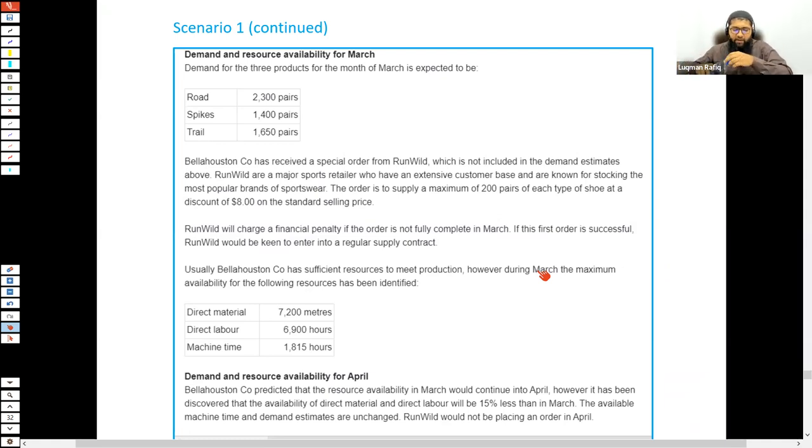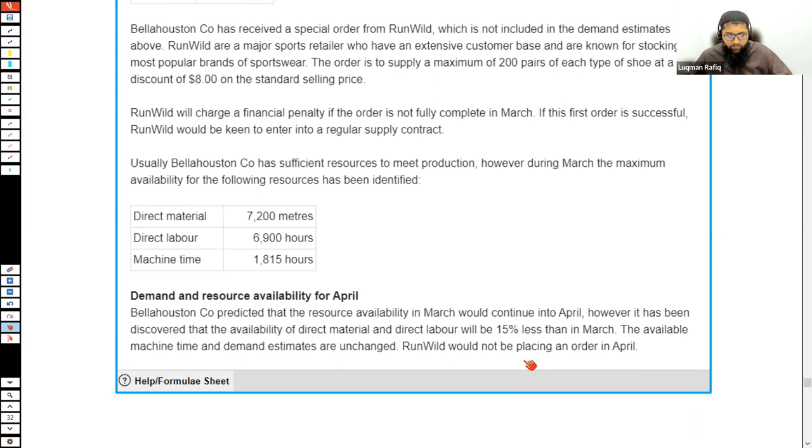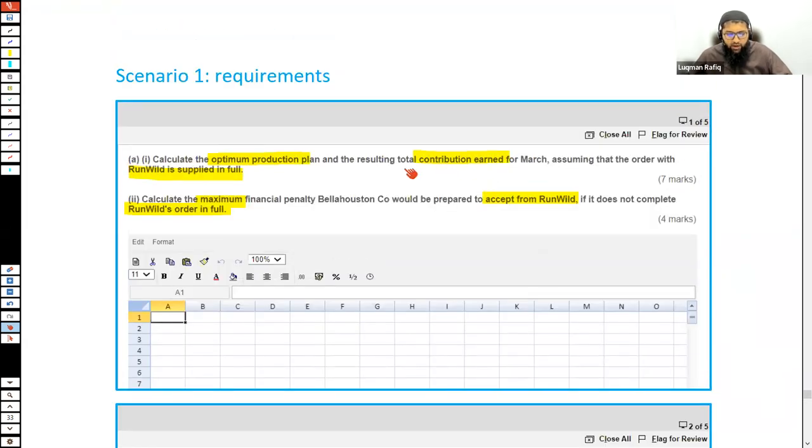The next part is demand and availability for April. It says Bellahouston Company predicted that resource availability in March would continue in April. However, it has been discovered that availability of direct material and labor will be 15% less than in March. Available machine time and demand estimates are unchanged. Run Wild would not be placing an order in April. Now, what are we talking about? We're talking about the optimal production plan and the resulting total contribution, assuming that the order is supplied in full, and second, the maximum financial penalty that would be paid if it does not complete Run Wild's order in full. Now let's try to understand this.